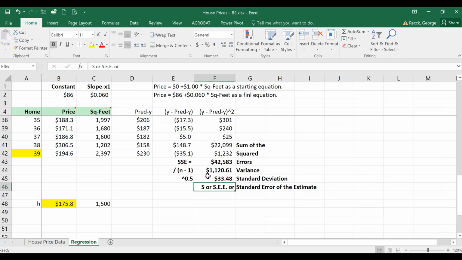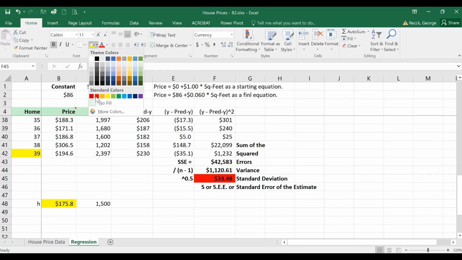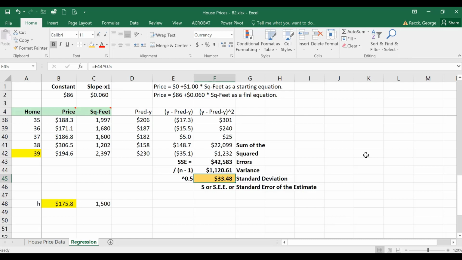So I'm going to put that, maybe we'll use a different color. I really don't like, we use sort of that amber caution.